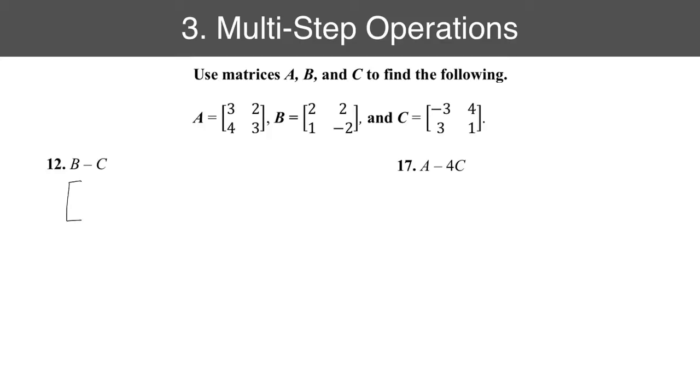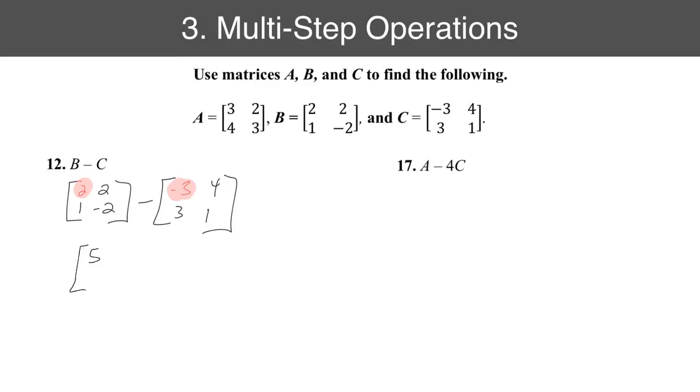So first, the B matrix. It'd be 2, 2, 1, negative 2. And then minus the C matrix, which is negative 3, 3, and 4, and 1. Now all you've got to do is subtract corresponding elements. So 2 minus negative 3. Now the two negatives back to back, the minus and negative, would be a positive. So it ends up just being 2 plus 3, which is 5.